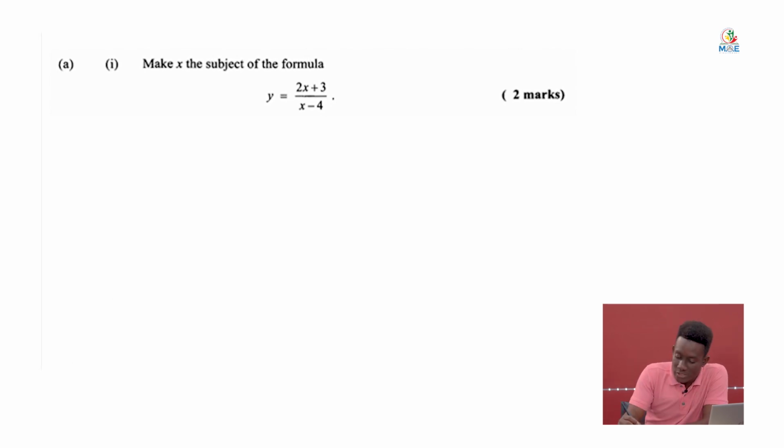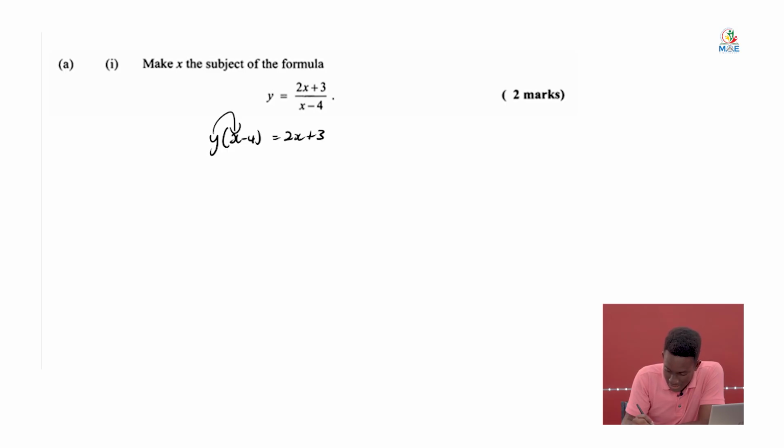The first thing we want to do, we see we have 2 x's here. So that would tell you that at some point in this question, we need to do something to turn these 2 x's into 1. So let's take over everything that is at the bottom here. We see everything is dividing, so when we take it over, it will multiply. So this will now be y multiplied by x minus 4 is equal to 2x plus 3.